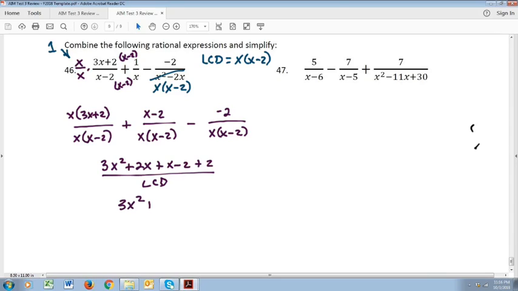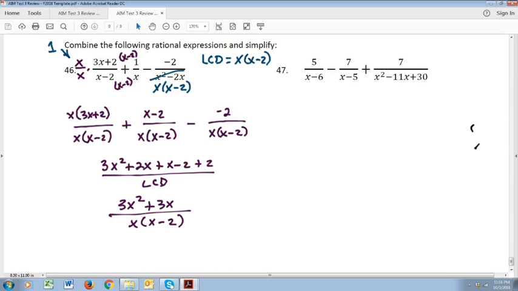And we have some like terms we can combine together. We end up with 3x squared plus 3x. Notice a minus 2 and a plus 2 add up to 0. And of course 2x plus 1x give you the 3x. So it's 3x squared plus 3x over x times x minus 2. Notice I've kept the denominator in factored form. We want to keep it that way because at the end we always got to make sure our answer is simplified.